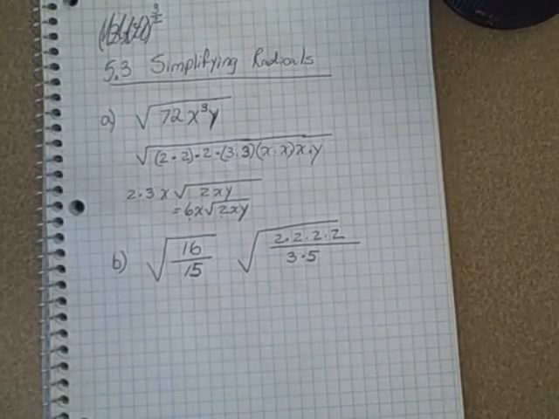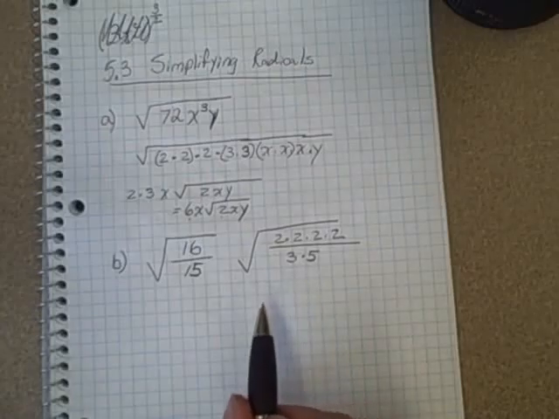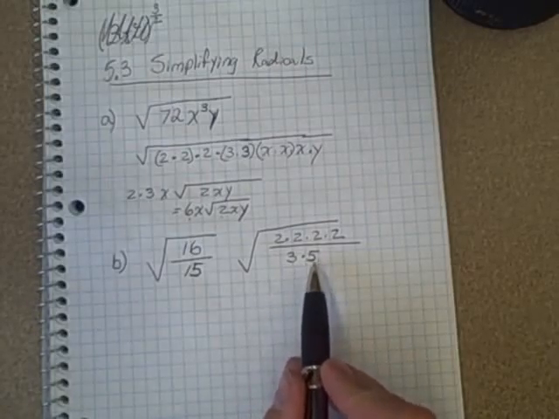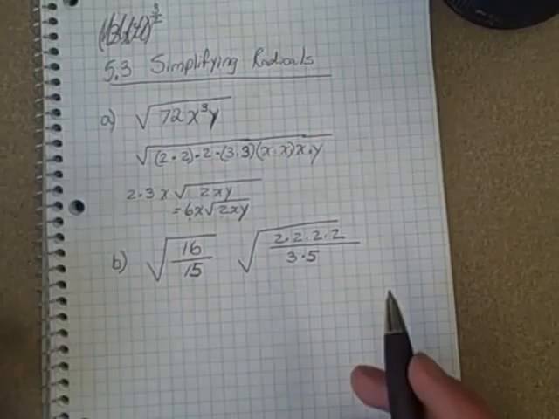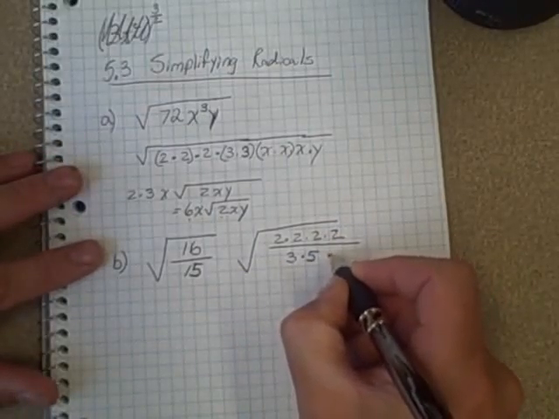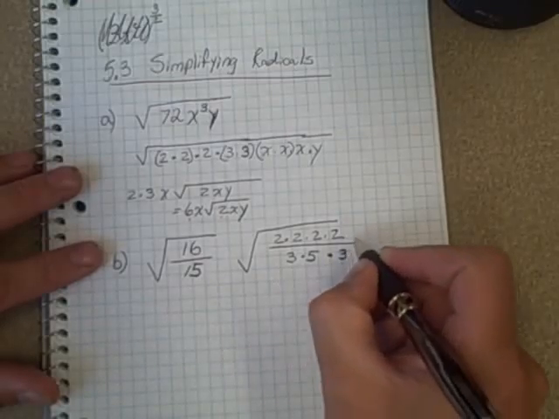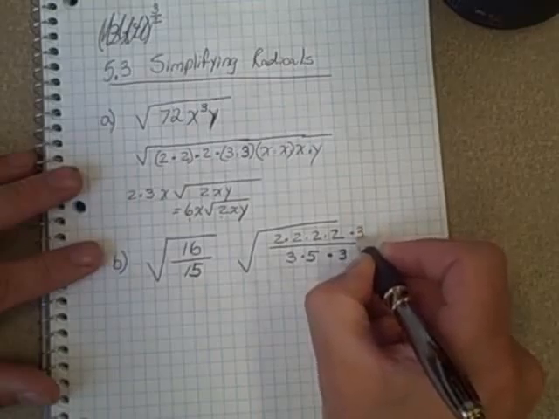Well, we cannot simplify the bottom numbers here to get an even number, because we have a 3 and a 5. So one of the methods that you can use here is, well, we need pairs of 3's on the bottom, and we want to get rid of the denominator. So we can put a 3 in there.